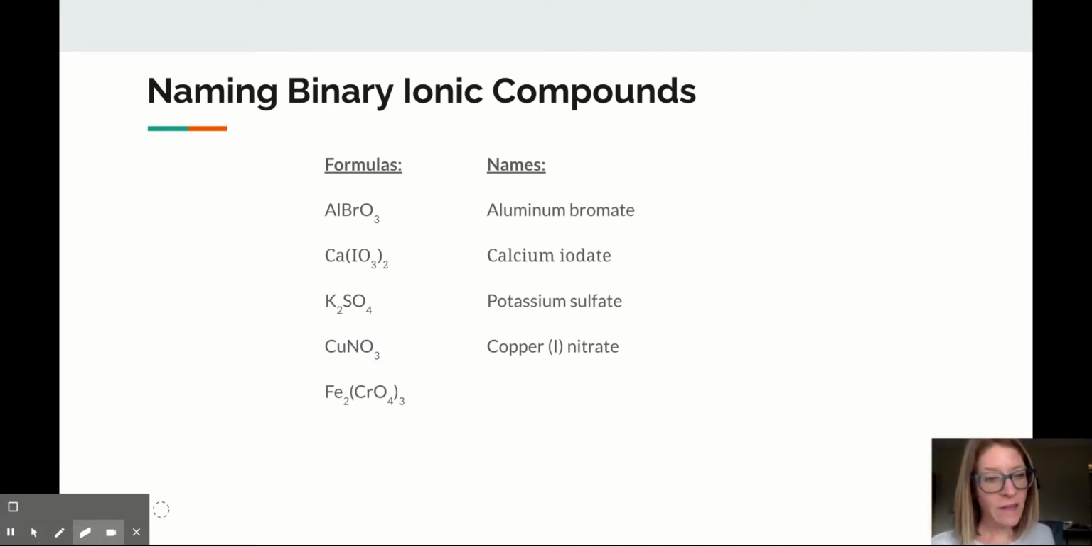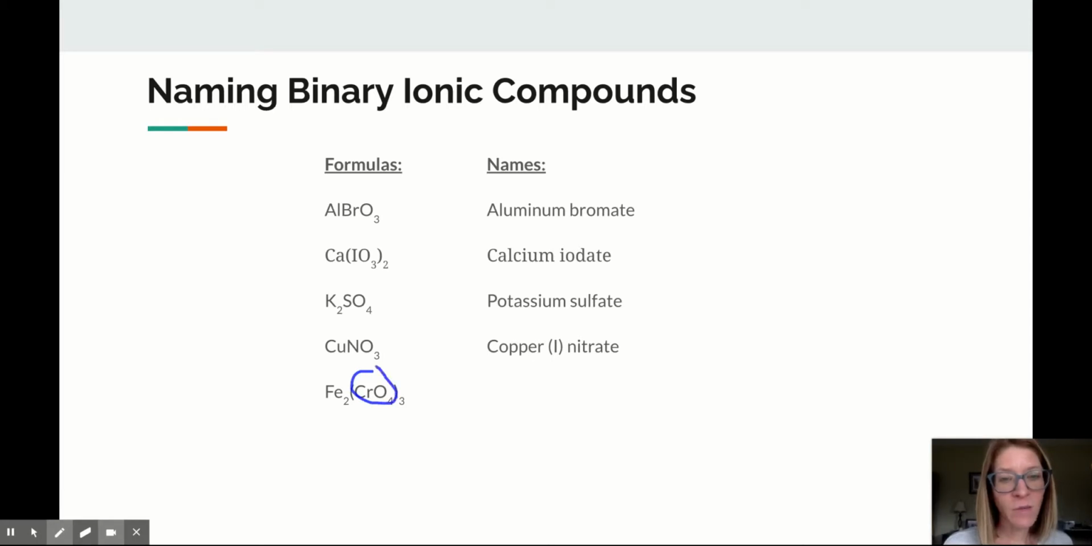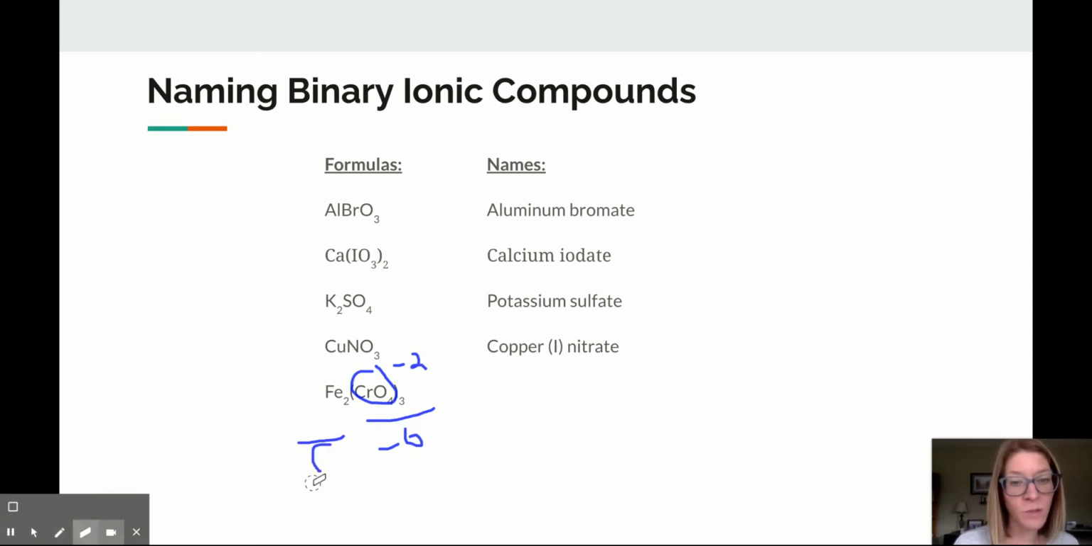All right, so if we look at the last one, iron, again, has more than one charge, so we have to figure out what that charge would be. So we have to look at the negative ion. CrO4, if we look up here, CrO4 is chromate. Chromate has a -2 charge. We have 3 chromates. So if we have -2, -2, -2, our total negative charge is going to be -6, which means these 2 iron atoms have to add up to +6.